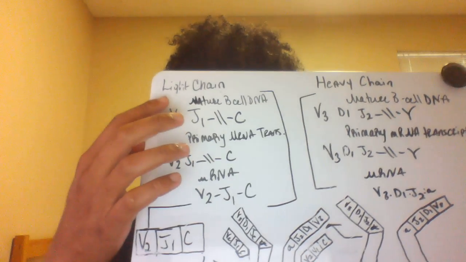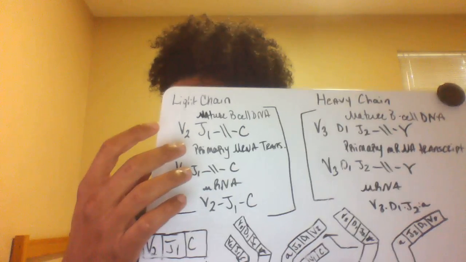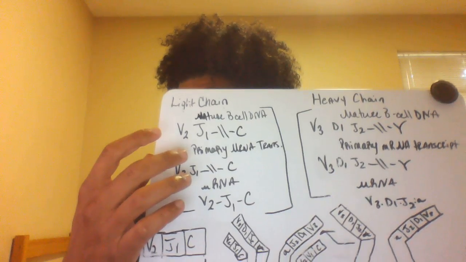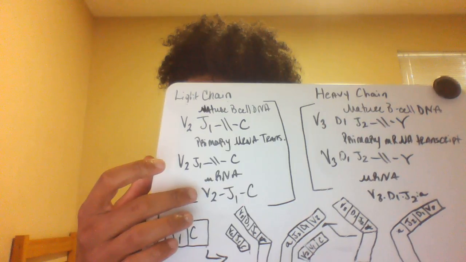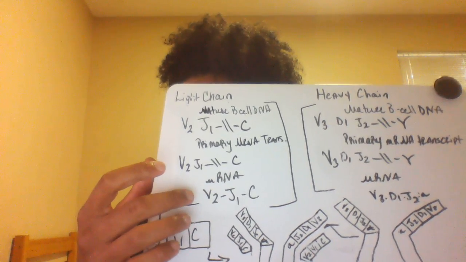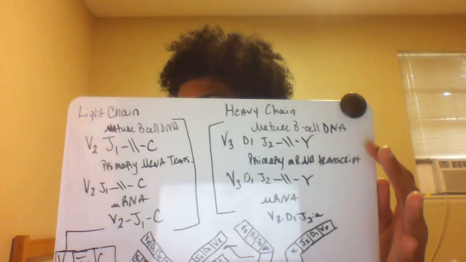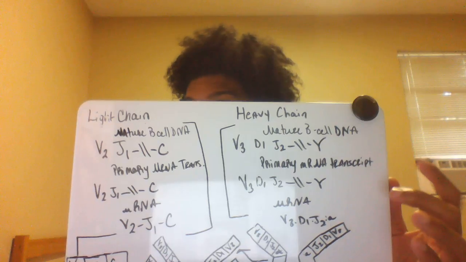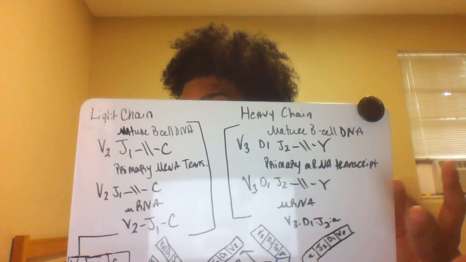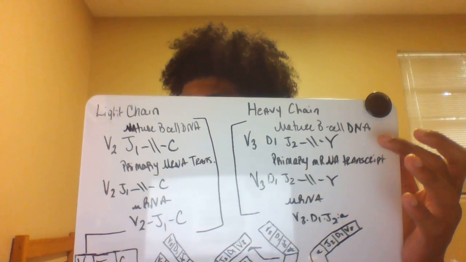So here, this is a site for the mature B cell. Then it goes through primary RNA transcription, and then finally it becomes the messenger mRNA to form the chain that looks like this. On the heavy chain, you can do the same thing. You can take any of V1, V2, V3, J3, J4, D1, D2, and it has the same process. Again, there's just a D domain region.